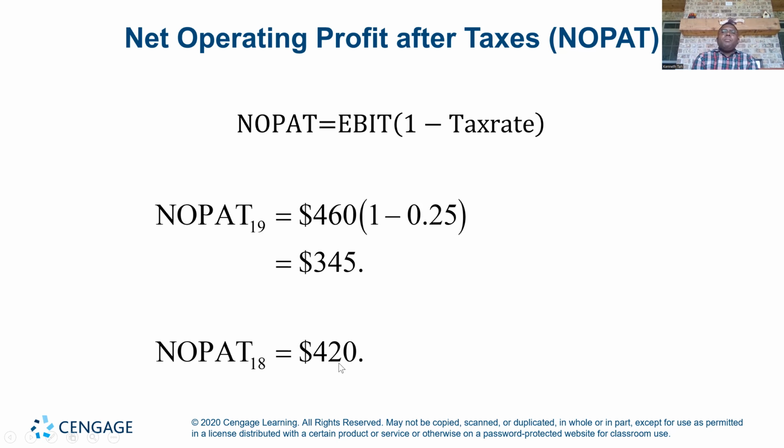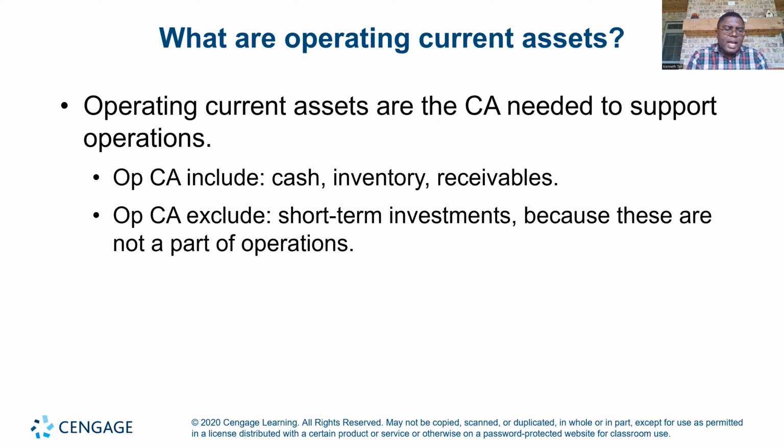All right, so as we move from 2018 to 2019, we can see that the net operating profit after taxes is dropping. That is step one. We are on our way to calculating the free cash flow for this company we are analyzing. Step two is the calculation of the net operating working capital.